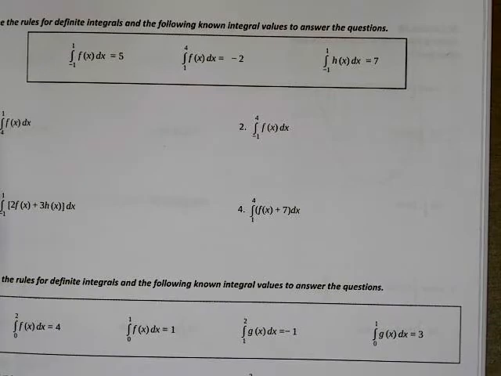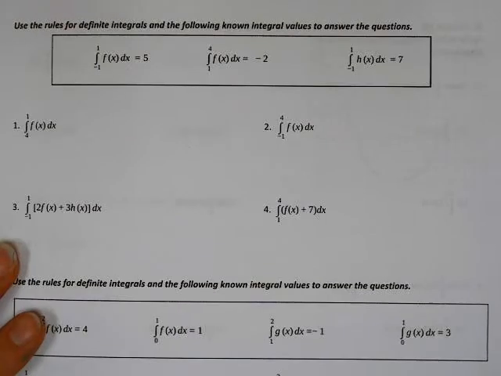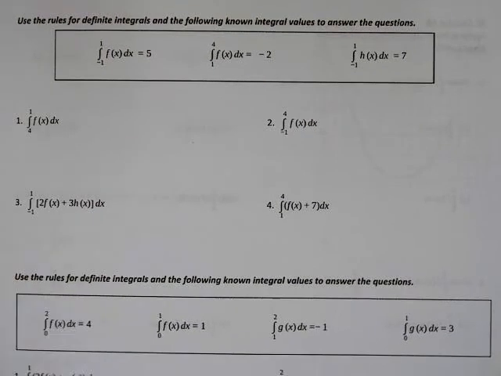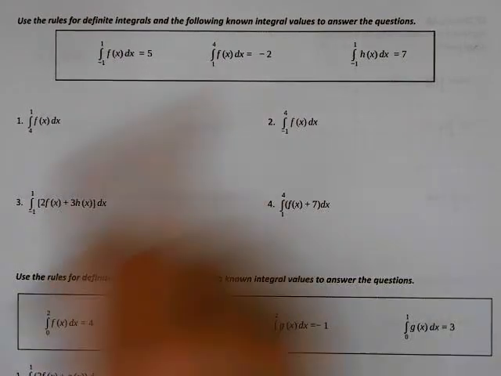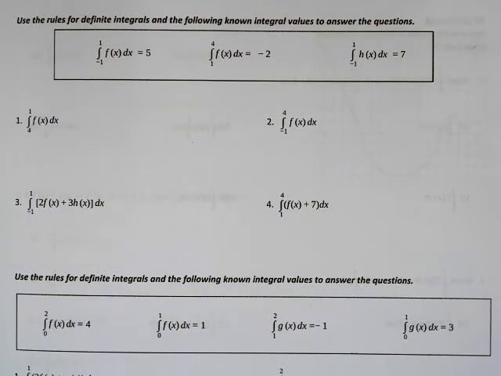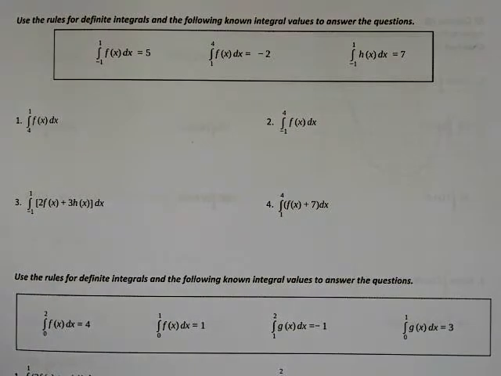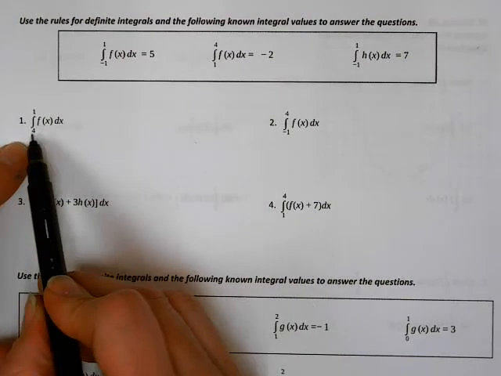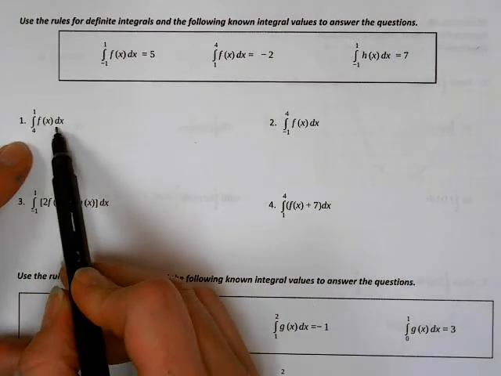So let's look on the next page. We're going to use the rules for definite integrals and the following known values to evaluate integrals whose value we don't know. The first one asks for the integral from 4 to 1 of f of x dx.